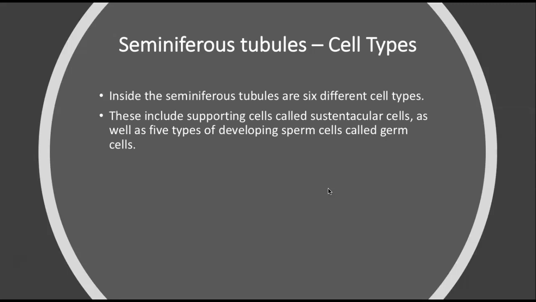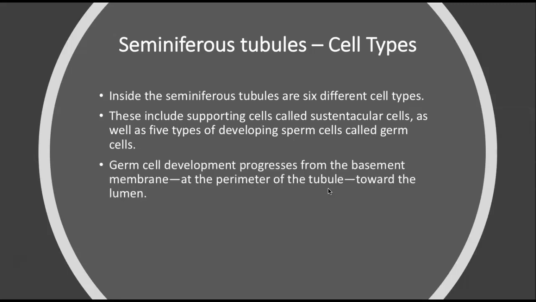Those include supporting cells called sustentacular cells, as well as 5 types of developing sperm cells called germ cells. Germ cell development progresses from the basement membrane at the perimeter of the tubule toward the lumen. So the first are the Sertoli cells, and the Sertoli cells surround all stages of the developing sperm cells. They are elongate and they are branching.